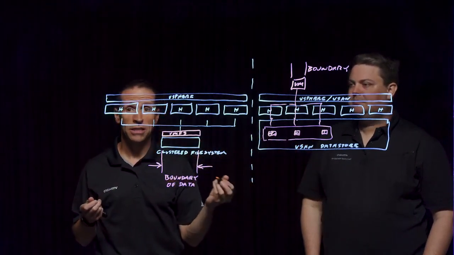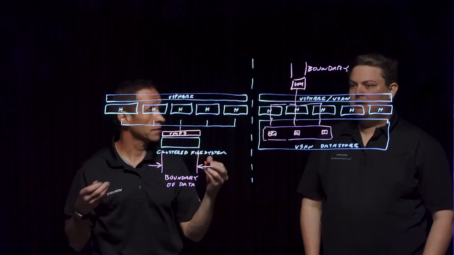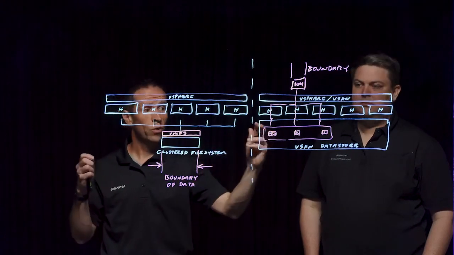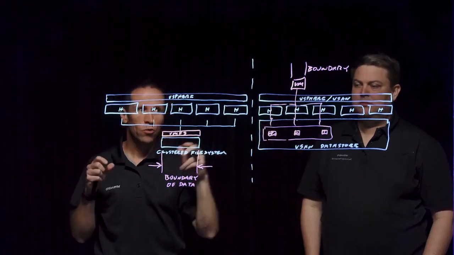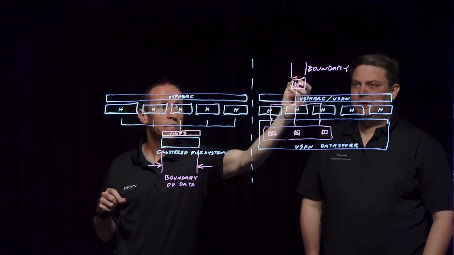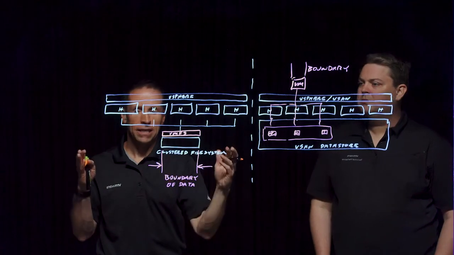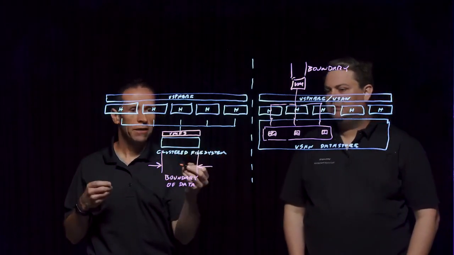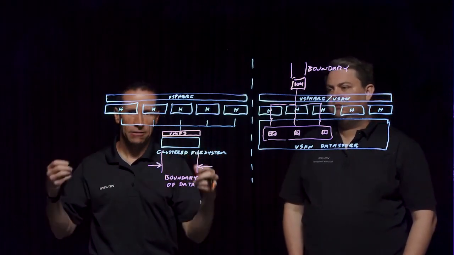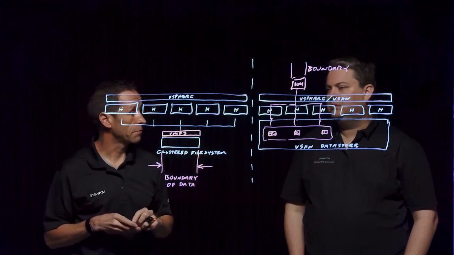Now, we're still using SCSI-based semantics and so forth. It's just representative of how we're going to place the data, so that we have a smaller boundary of data when we compare it to a traditional file system that would lay that very same data down.